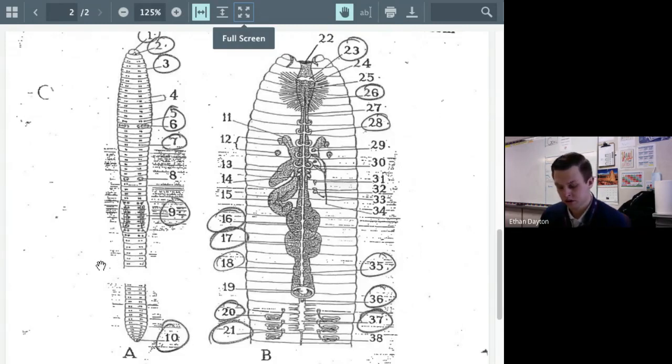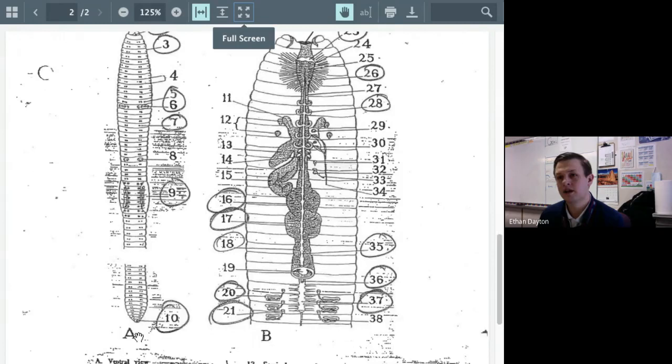Good. Number 10, way at the end, it's the end of the digestive system, okay? And it's a hole at the end of the digestive system used to excrete waste. Do you know what the name of this is? Aiden, excuse me. Number 10.